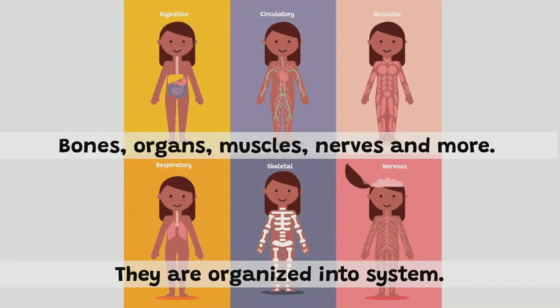Much like I used the writing systems and the number systems as a jumping off point for binary, I use the human body as a jumping off point for circuit boards. Humans have bones, organs, muscles, nerves, and more in us, and those are all organized into systems. We have the digestive system, the circulatory system, muscular, respiratory, skeletal, nervous, and all these systems are interconnected.